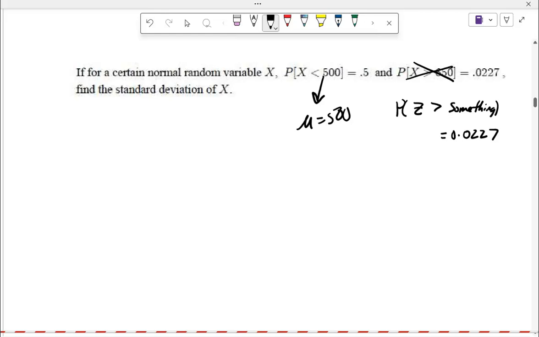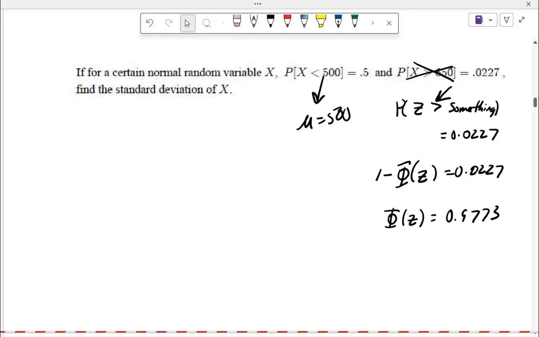Yeah, this would say that 1 minus phi of something, I'll refer to it as a z, is 0.0227, or that phi of z is 0.9773. No, this is just a statement about a complement. It's a greater than rather than a less than. The reason why I'm doing 1 minus is because I'm doing a complement. No, this is just a statement about a complement of a probability, right? Okay.